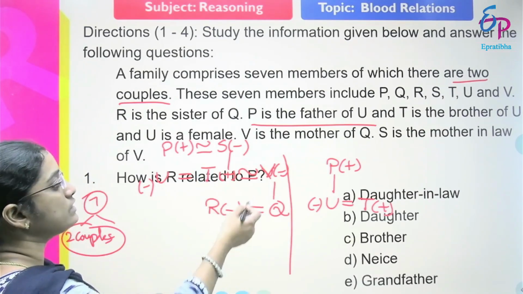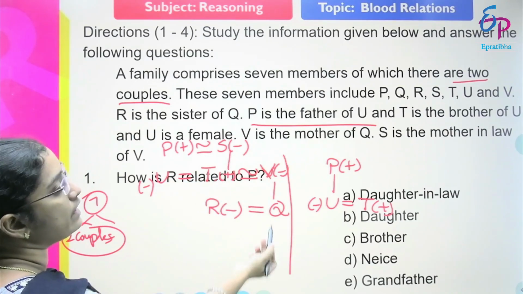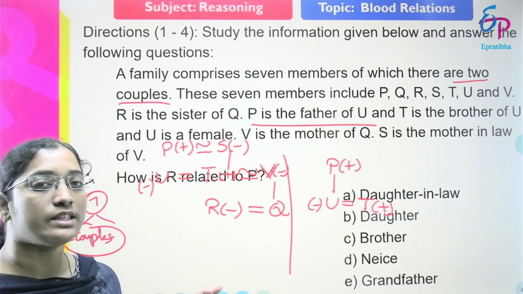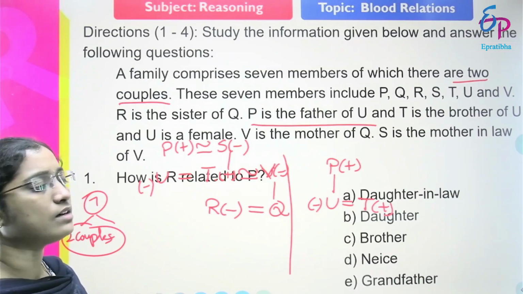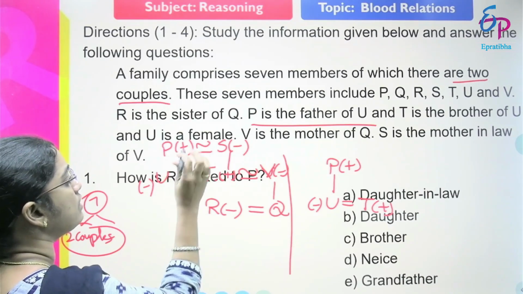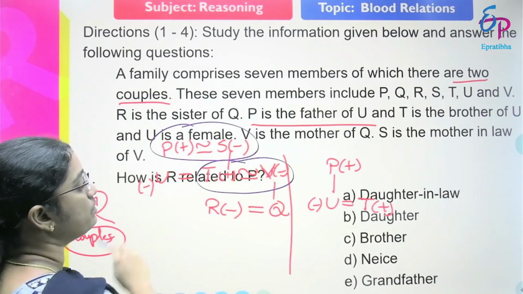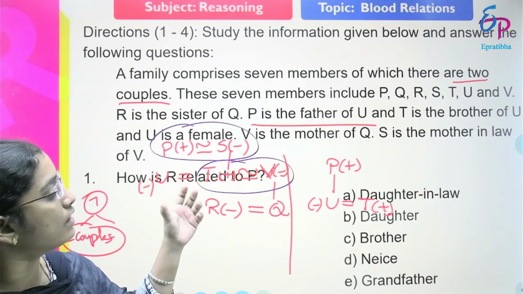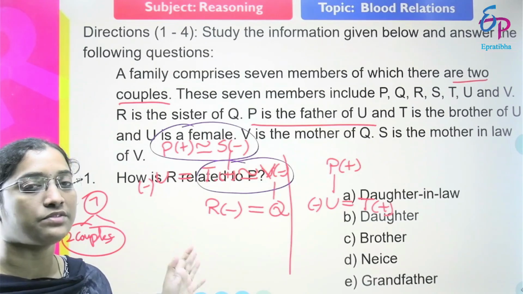How many persons are there in this diagram? 1, 2, 3, 4, 5, 6 and 7, right? So yes, total 7 persons are there. Then we need to satisfy 2 couples, friends. Just check whether 2 couples are satisfied or not. Here we have 1 couple, and here we have a second couple. Yes, 2 couples are there. That information is also satisfied, and the remaining information is also completely satisfied for this diagram, friends.